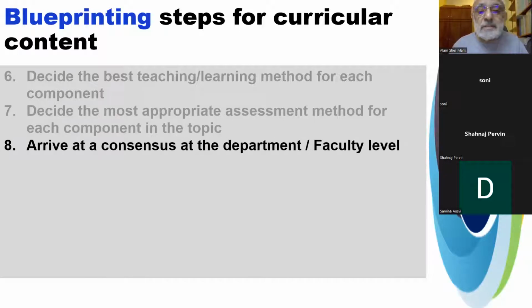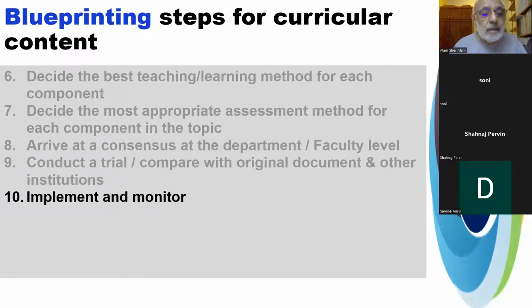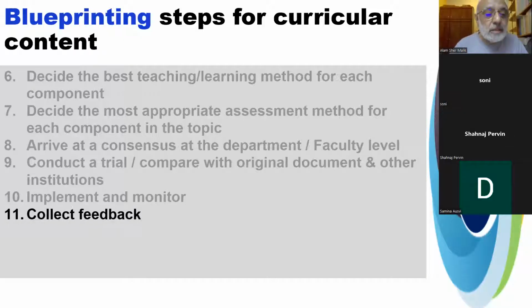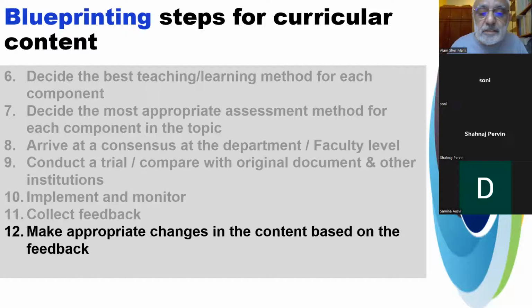Arrive at a consensus at the department and faculty level. So that means all the stakeholders must agree to that. Conduct a trial or compare with the original document or with other institutions. So make sure that all the areas are being covered. Implement and monitor. Collect feedback and make appropriate changes in the content based on the feedback.